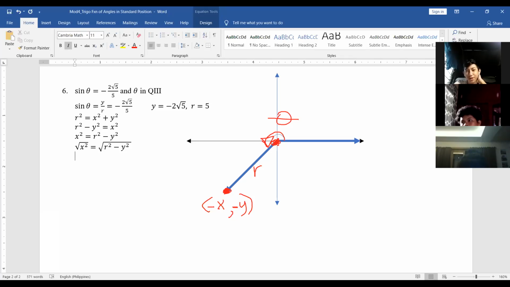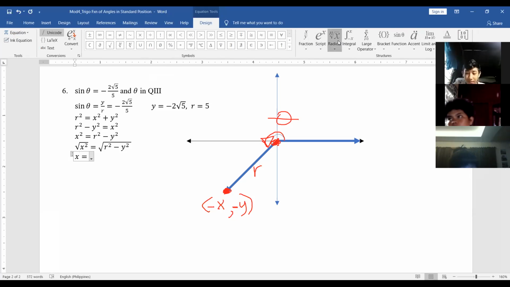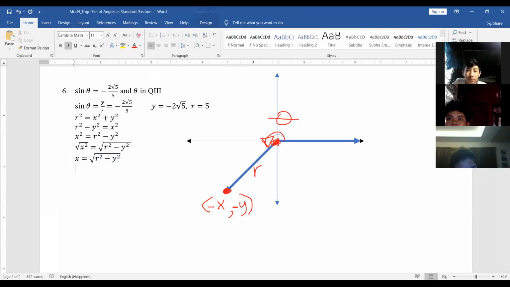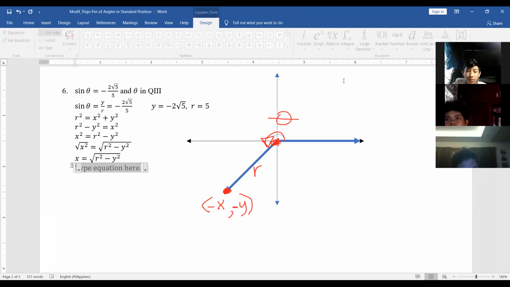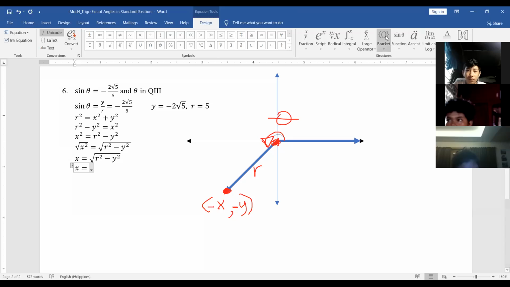Because there's a square, sir. So that we will eliminate the square root of your variable x. Yes. So we have x is now equal to, we can now eliminate the square root of x, but on the other side of the equation, we are left with r squared minus y squared. At this time, we can now find the value of x. X is now equal to the square root of, what is the value of your r? R is equal to 5.